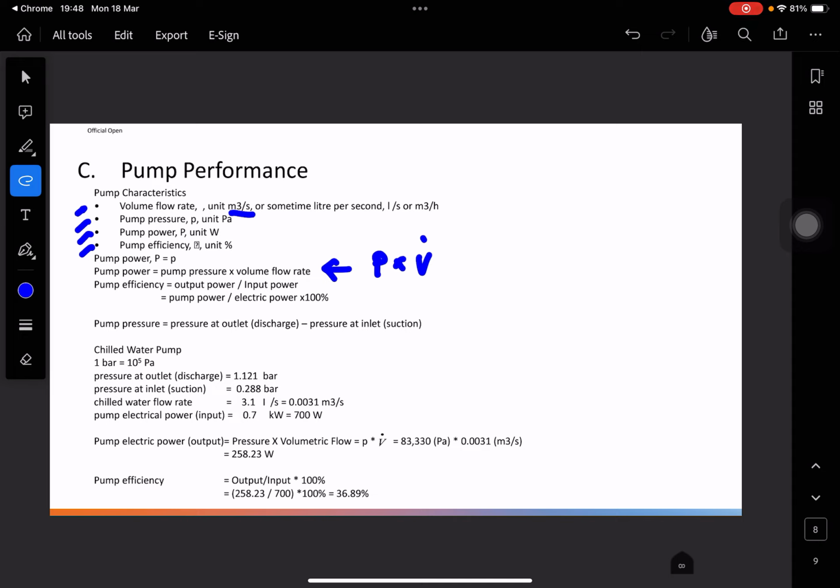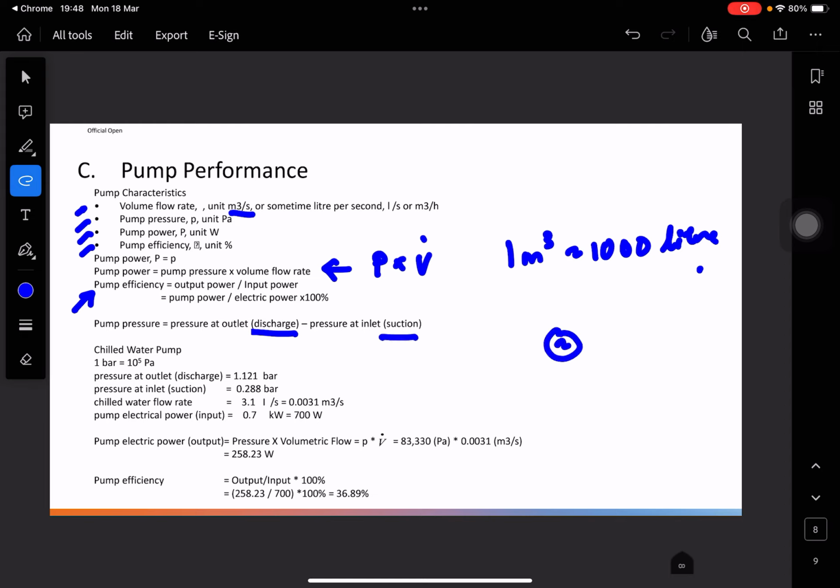Your pump flow rate, as mentioned, could be meter cube per second. So that's how it's been done. Usually 1 meter cube will give you approximately about 1,000 liters. Okay, so with that, the second piece is your pump efficiency, which is your output divided by input power, and sometimes it's your pump power divided by your electrical power. So with that, we are able to start right now. Pump pressure, which is your outlet discharge minus your inlet.